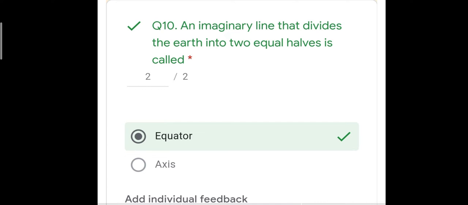So I was surprised to see that some of you did end up choosing axis as you're thinking that that is the right answer, but axis is not the right answer, children. It will always be equator. Equator is an imaginary line that divides the earth into two equal halves, northern hemisphere and southern hemisphere.